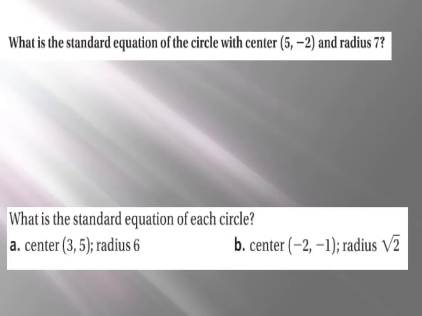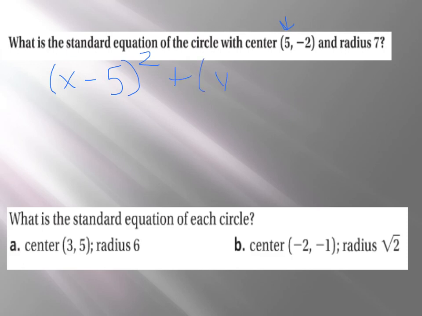Now, the very easiest problems that I will ever give you for this would be if I give you the center and the radius, and you just have to write in standard form. Standard form is always going to be your x minus h. In this case, my h is going to be 5 because that is what the x is equal to. Squared.